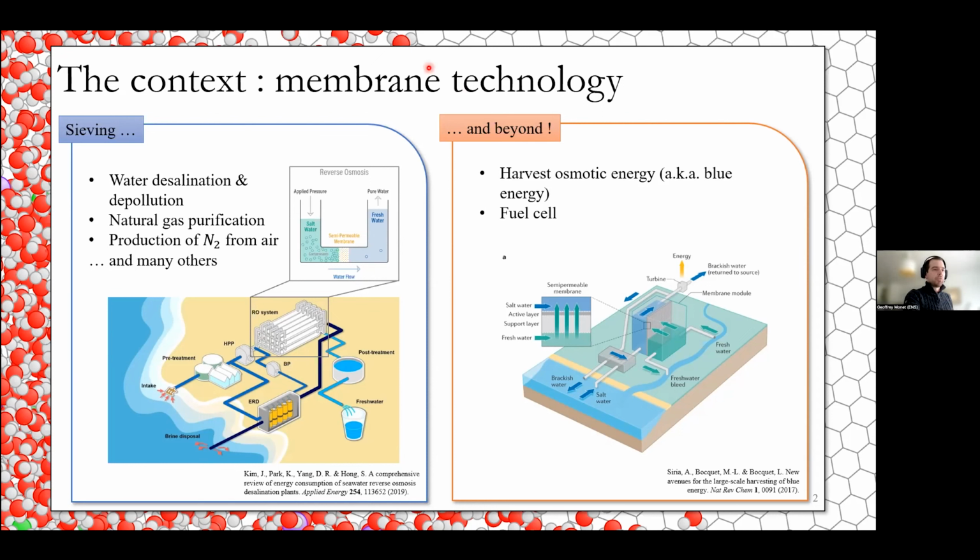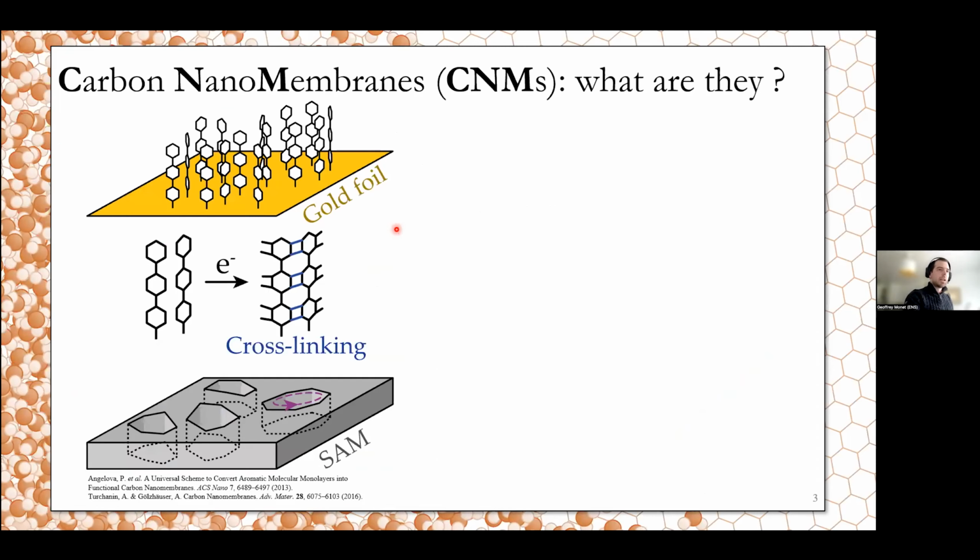But actually, the functionality of membranes cannot be summarized to filtration alone. Indeed, I could talk about, for example, the harvest of osmotic energy, which we call blue energy, from a salt gradient, like the one between fresh and seawater. All of this requires membranes with even more advanced properties. So in this context, I'm going to present a new generation of membrane made only of carbon: nanomembranes, also called CNM.